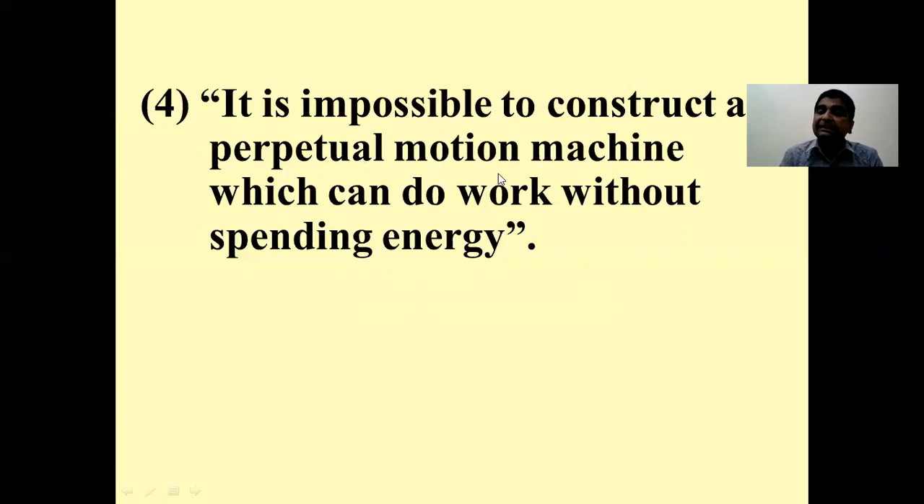That is, it says that in order to have some work, we need conversion of one form of energy into another form of energy. Simply put, in order to have some work, we need to convert one form of energy into another form. So that is again the first law of thermodynamics. According to this statement, it is impossible to construct a perpetual motion machine which can do work without consuming energy or without spending some amount of energy.